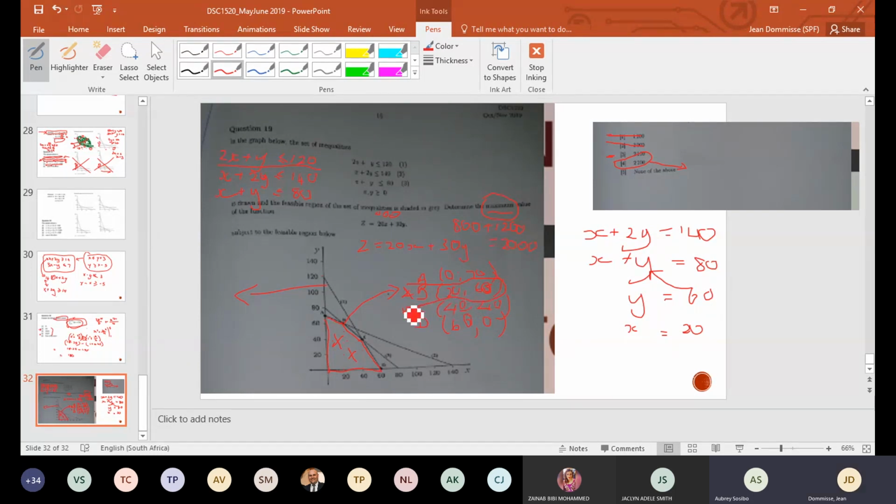So you need to use those coordinates within that profit function or maximize function. So you will need to use those coordinates and replace them in that function.